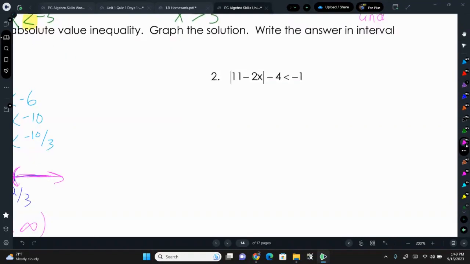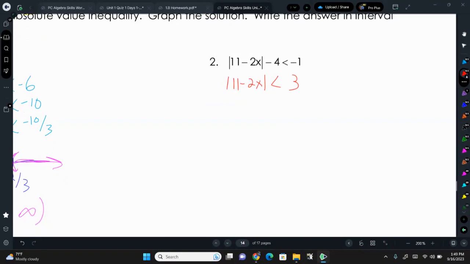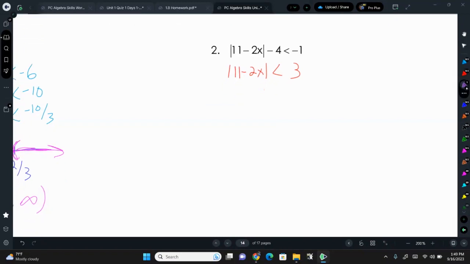This one, the absolute value is not by itself, so the first thing we have to do is add 4 to both sides, and we get the absolute value of 11 minus 2x is less than 3. Now we can split this up into our two inequalities. Whoops, this one should be greater than negative.